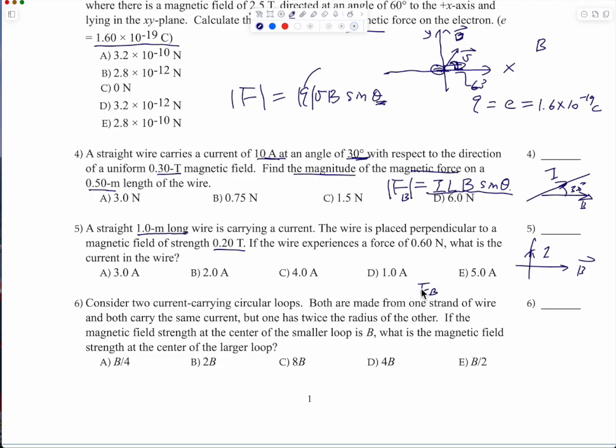The equation here is FB equals current times length times B sine theta. This length is L, and you're looking for the current. Theta here, you can tell it's 90 degrees, and sine 90 is 1. You have a length, a field of 0.2, and a force of 0.6 Newton. So the current equals force divided by length, divided by field, divided by sine 90, which is 1. So that is the current.